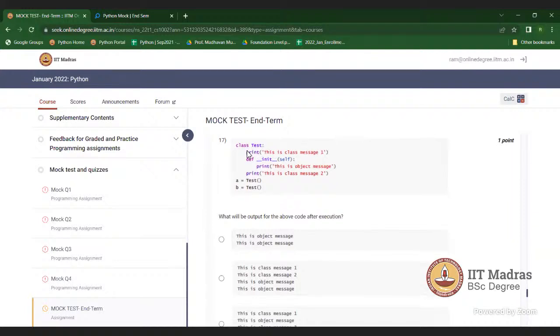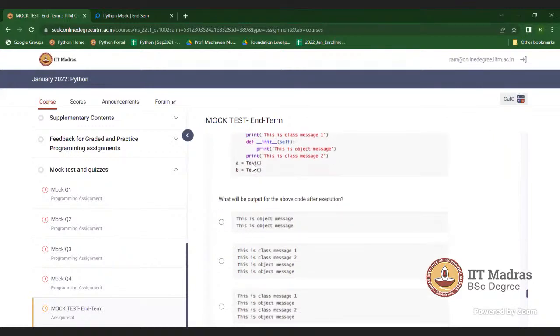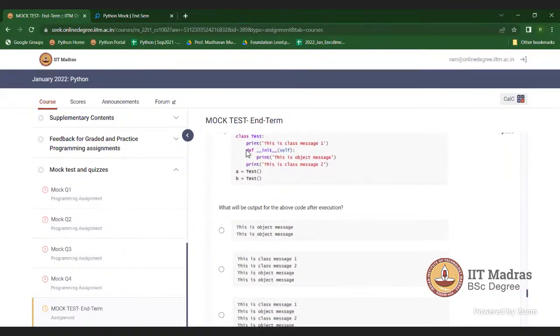That's because whenever we initialize the object, it's going to run through only the constructor. But when it's running the entire code, it's going to read this class and then print this is a class message one. Both are different.